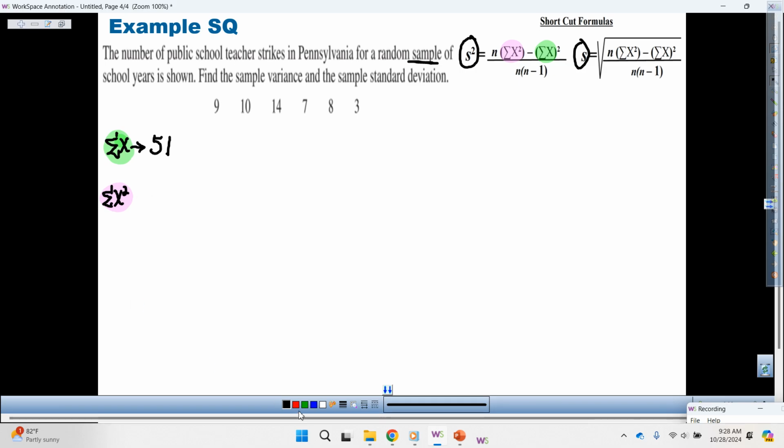So what does that mean, Mr. Q? That means, look up, that I need to take each of these x's and do that to each to the second power. Is that correct? So what is 9 squared? 81. What is 10 squared? 100. What is 14 squared? 196. What is 7 squared? 49. What is 8 squared? 64. And what is 3 squared? 9. And now we just need to find the sum of all those. Find me the sum, please.